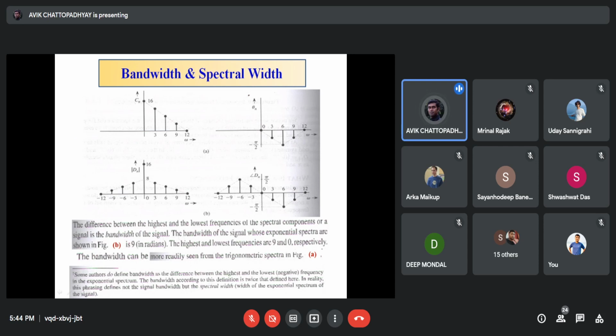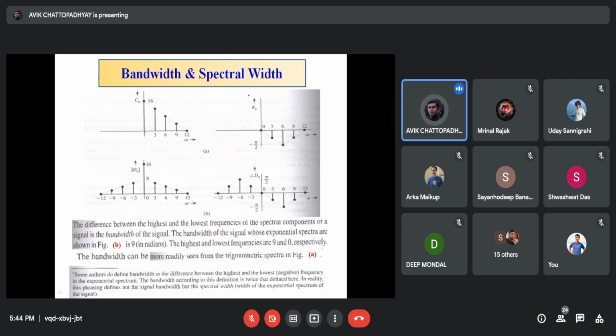It is the difference between the lowest and the highest frequency component. Here, as far as this spectrum is concerned, if you follow carefully, the lowest frequency component is 0, the DC term, and the highest frequency component is 9, because the next frequency component will give you 0 value. So it has no role, no contribution. So you can calculate the difference between these two: 0 to 9, that is 9. So that is actually the bandwidth.